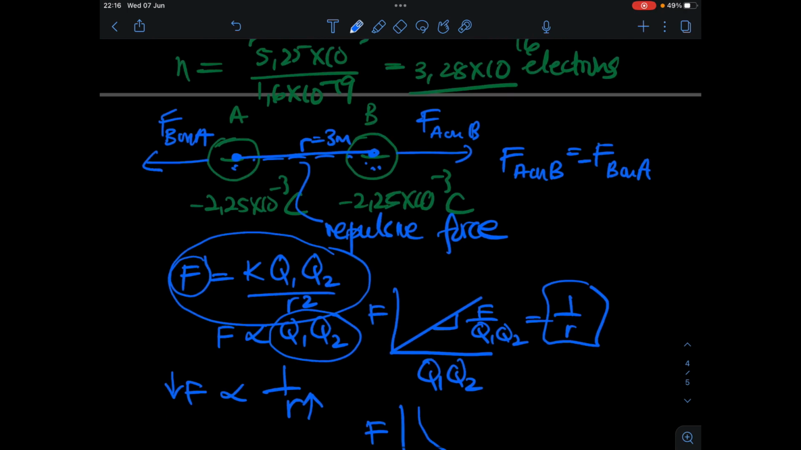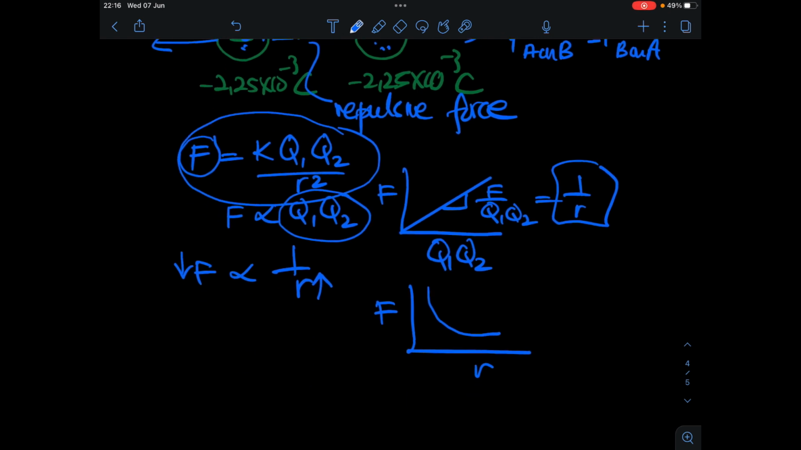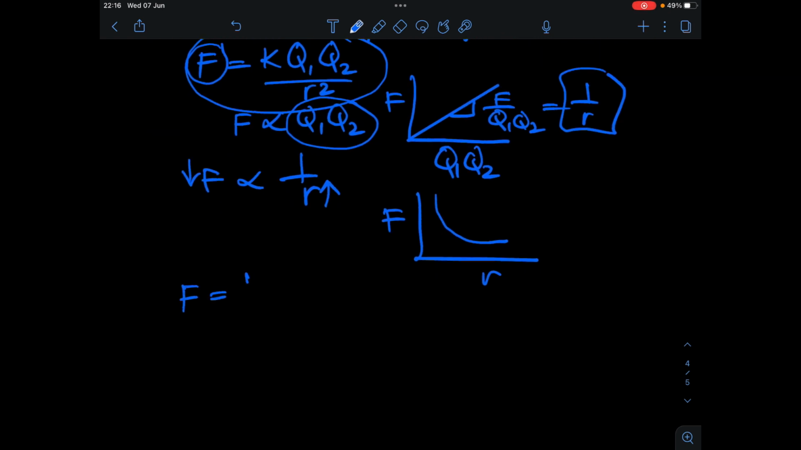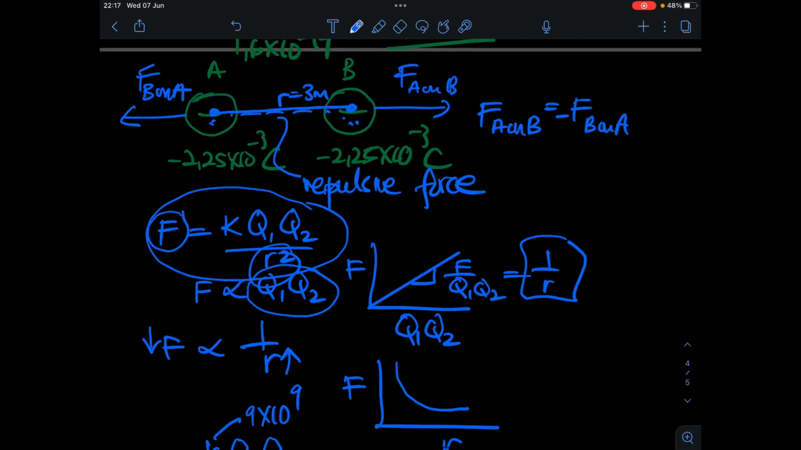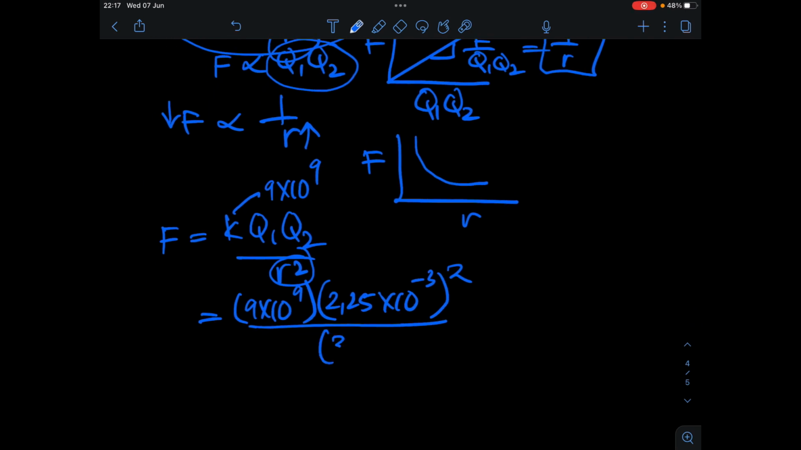Now, let's say we're calculating the force. We're required to calculate the force between the two. So we write the formula of Coulomb's law. It's F = k Q1 Q2 over R squared, and then k there, what is it? It's a constant, which is 9 times 10 to the power 9. So we substitute there: 9 times 10 to the power 9, and Q1 is going to be A, which is 2.25 times 10 to the power negative 3. Since it's a product of the same, it's going to be squared, and over R squared, the R there, which is the distance we're given, it's 3 meters, so it's going to be 3 squared.